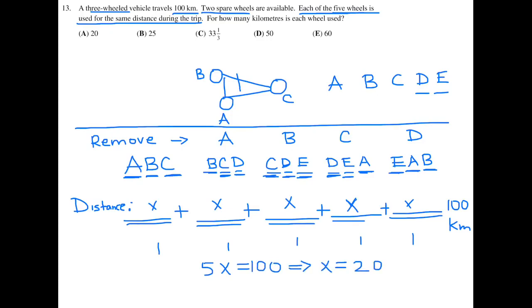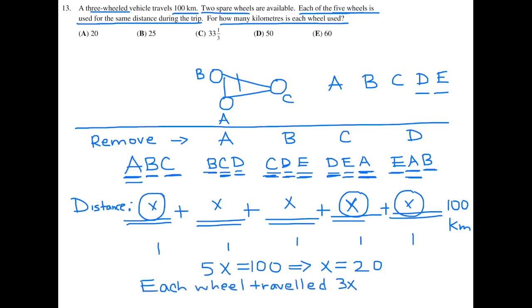Now they're asking for how many kilometers each wheel is used. Well, each wheel, for example, A traveled x, then it traveled x again, then it traveled x once more. So each wheel was used for 3x. Because each wheel traveled 3x, 3x is equal to 3 times 20, which is 60 kilometers. So how many kilometers is each wheel used? The answer is 60, which is E.